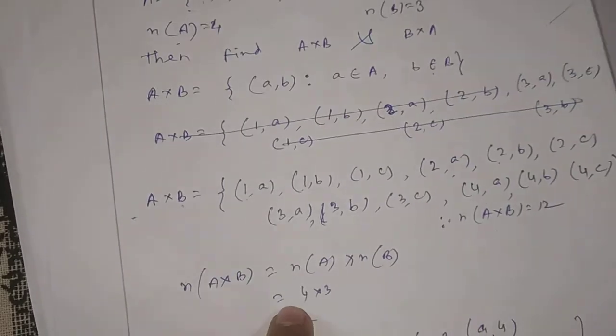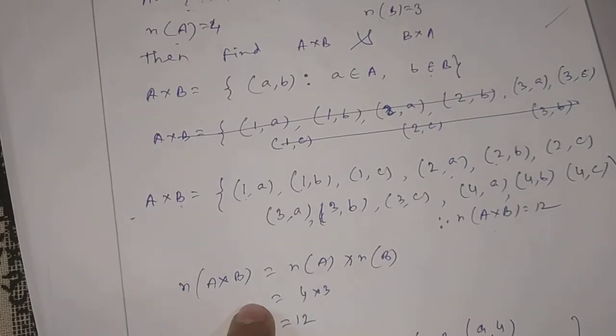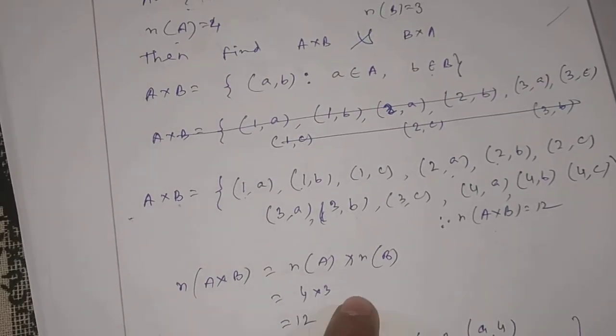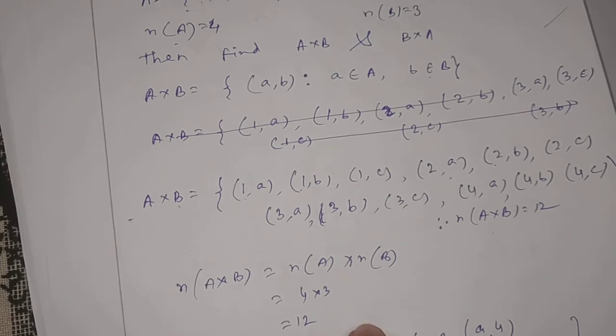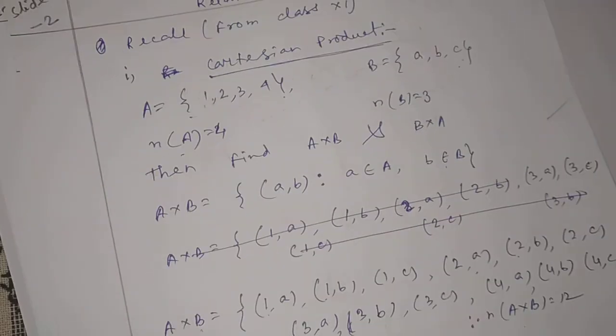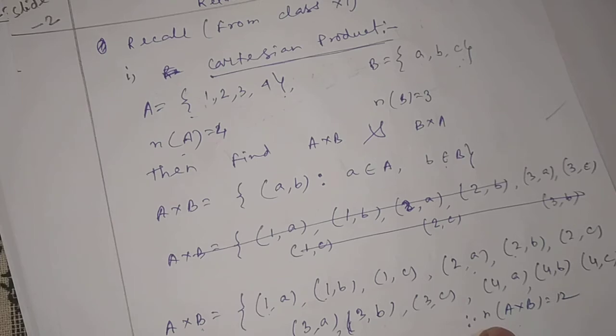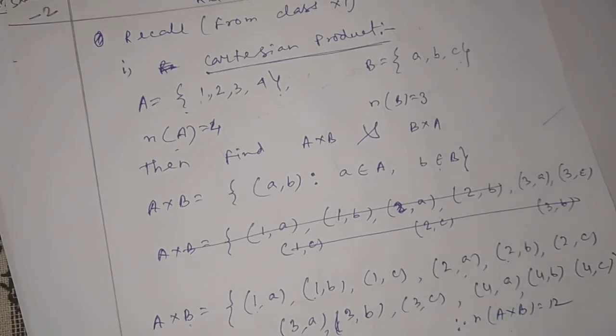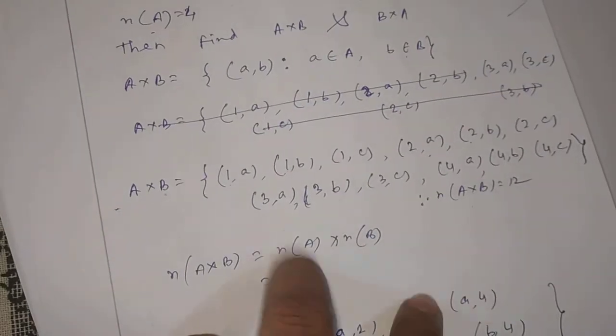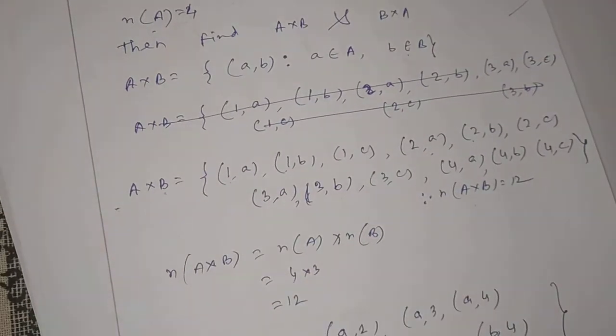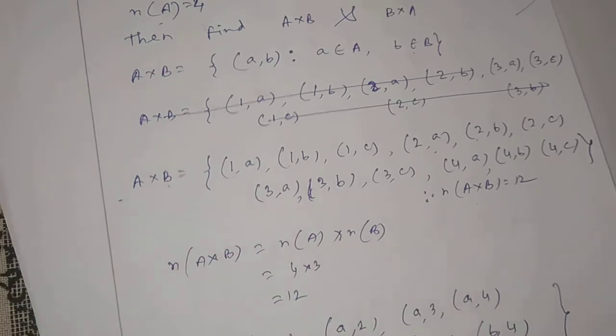That means we can claim n of A cross B will be equal to n of A into n of B, 4 into 3. So here the number of elements in A cross B can be found very easily by using this formula. So no need to count again and again.